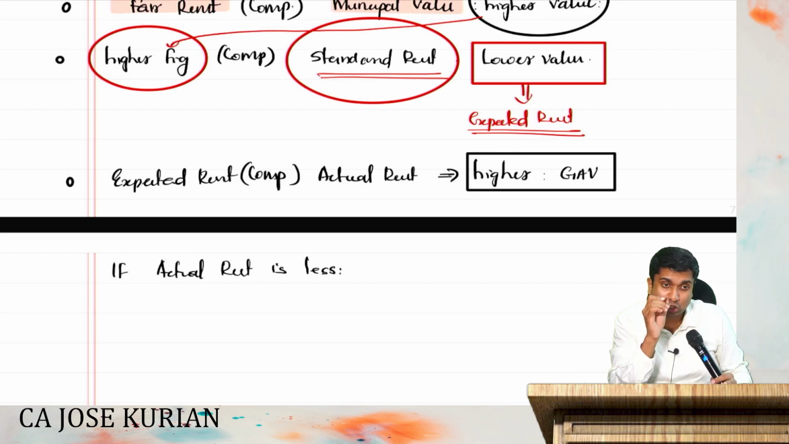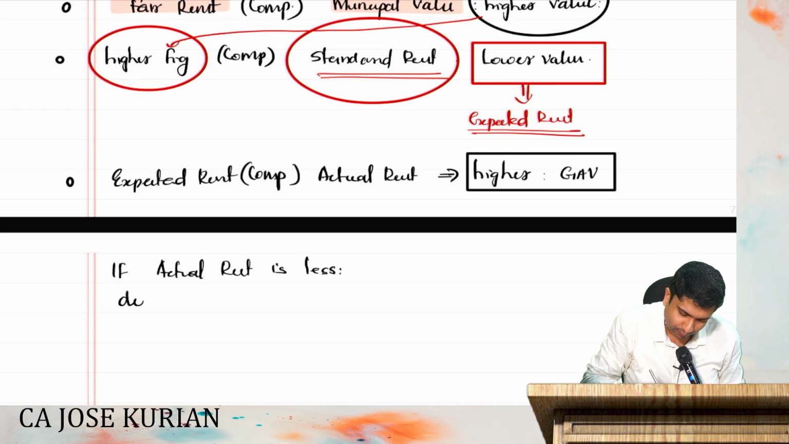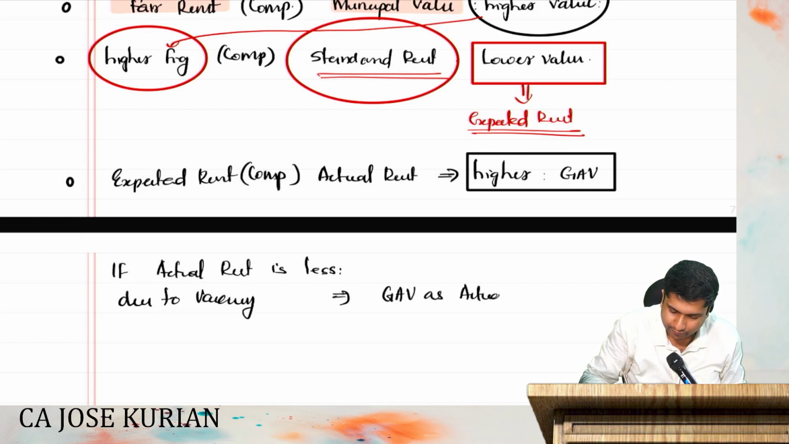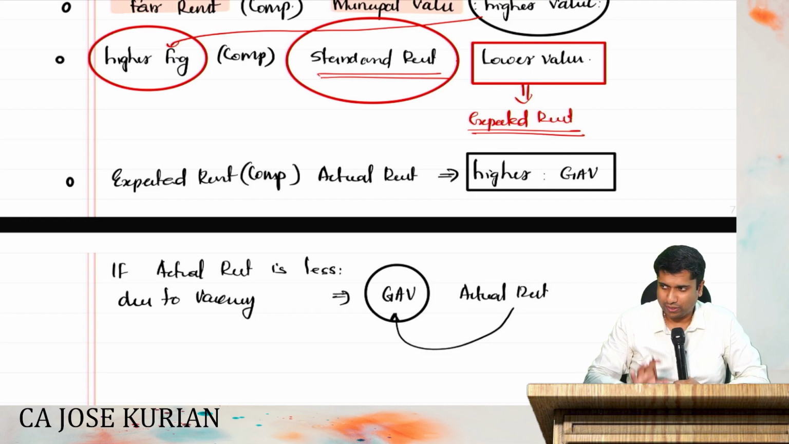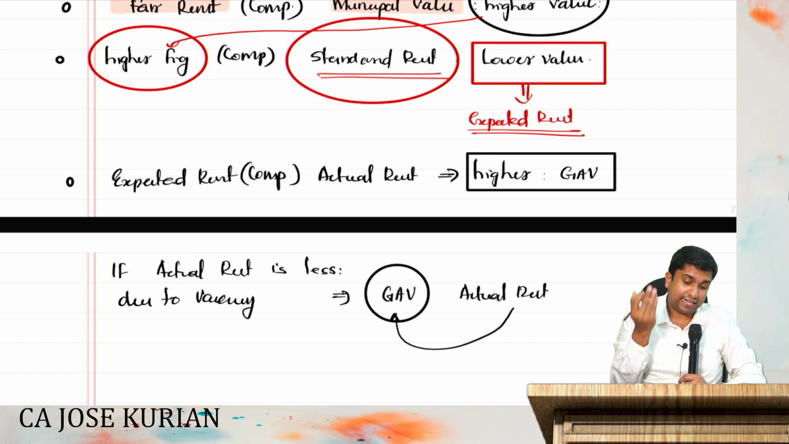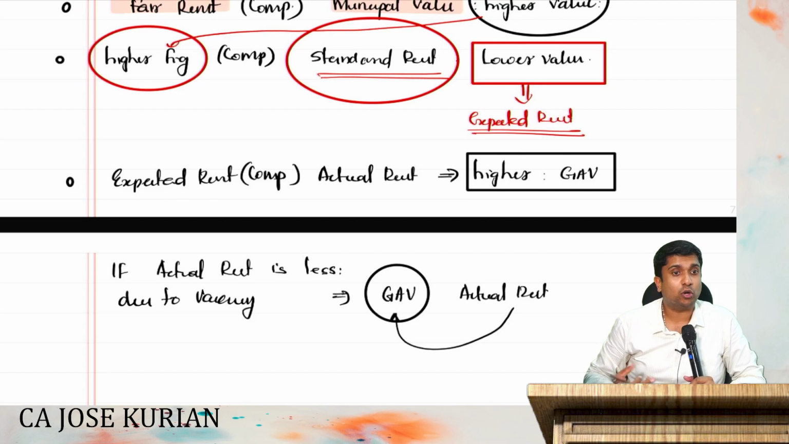But if the actual rent is less due to vacancy, then the department says you can take GAV as actual rent. You can take the actual rent itself as the gross annual value. So listen. If actual rent is less due to what? Due to vacancy, then only you are supposed to show GAV as the actual rent. Otherwise, the higher has to be picked.